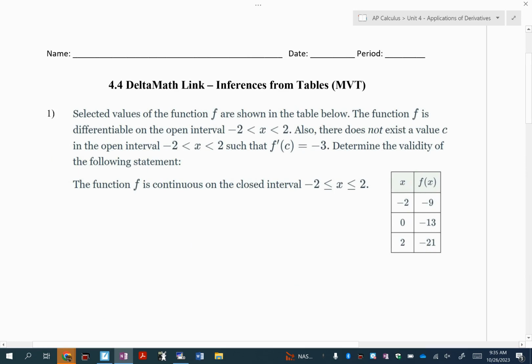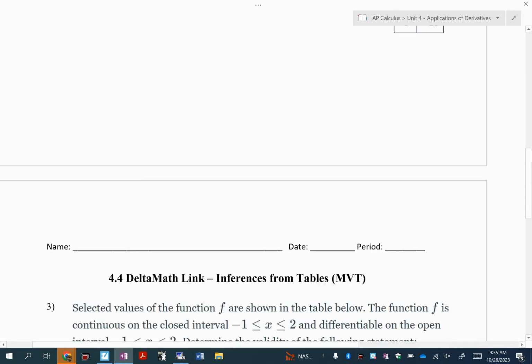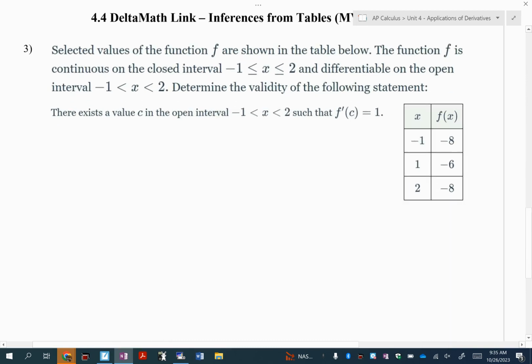Okay. So we're going to go over in this video some questions from the Delta Math link that's asking you to kind of use your understanding of the mean value theorem. So I'm actually going to start, as I said, on the third one. We have a function f, and it says it's continuous on the closed interval -1 to 2 and differentiable on the open interval -1 to 2. That's kind of the first things you need to see if you're going to use the mean value theorem.